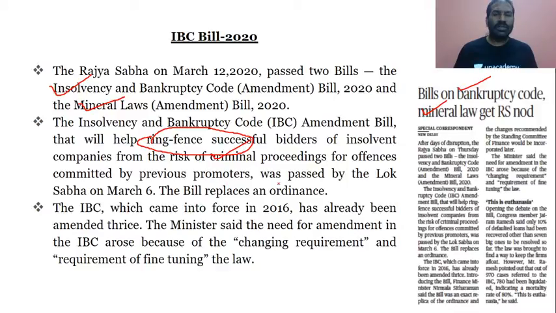And when it was passed by the Rajya Sabha, the Insolvency and Bankruptcy Code Amendment Bill 2020 replaces the ordinance. That means before this bill was passed or got a nod in the Rajya Sabha, it was an ordinance. It was brought by the government as an ordinance, and later on it was introduced in the Rajya Sabha, and then it has been passed.